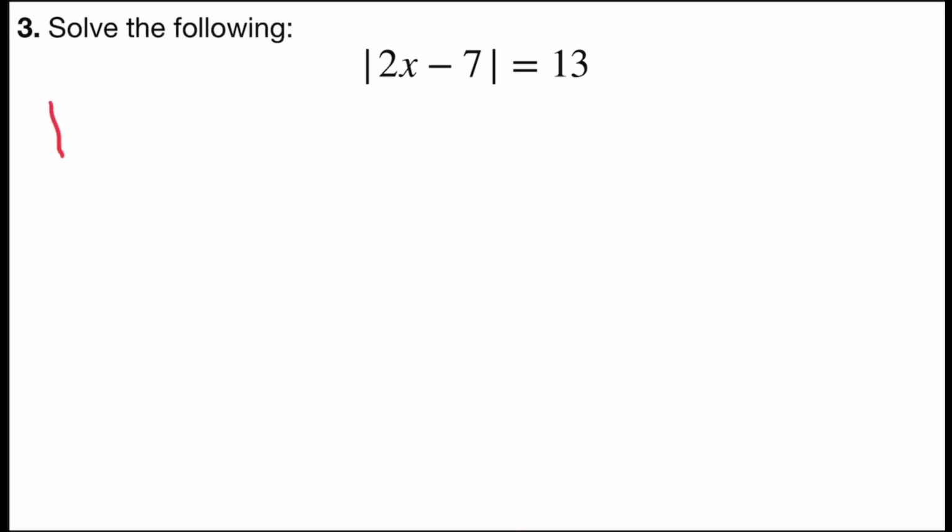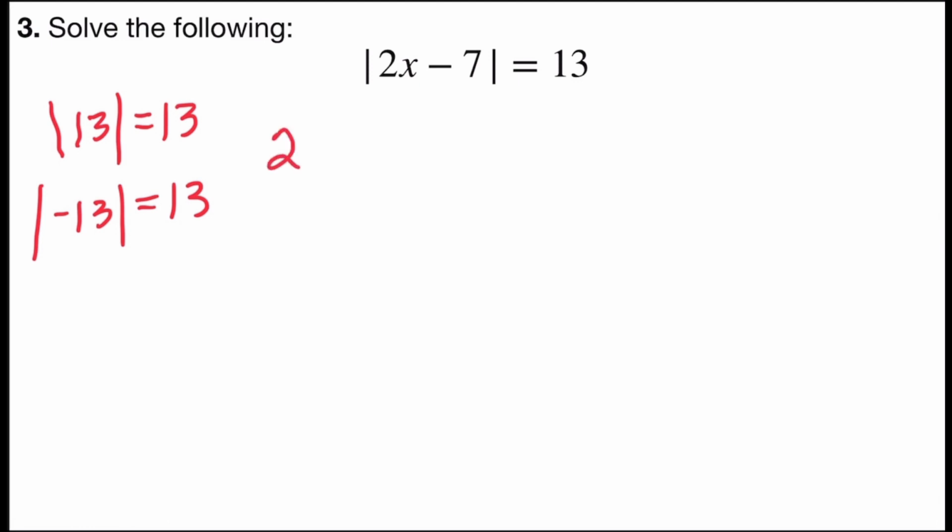The expression on the inside could be equal to 13, and when I take the absolute value of 13, I'm going to get 13. Or the expression on the inside could be equal to negative 13, and I'm still going to get an answer of 13. So that sets up my two cases.